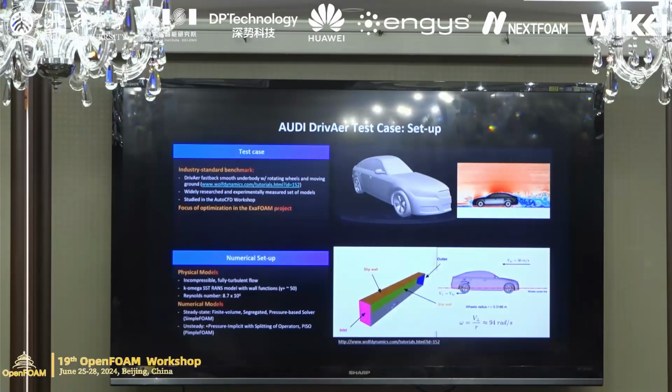Numerical setup: incompressible turbulent flow with the k-omega SST turbulence model. Reynolds number is about 8.7 times 10 to the 6. And again, we use simpleFoam. In this case, we didn't do the pingpong foam, but the results I'm going to show in the next slides are coming from a simpleFoam simulation.